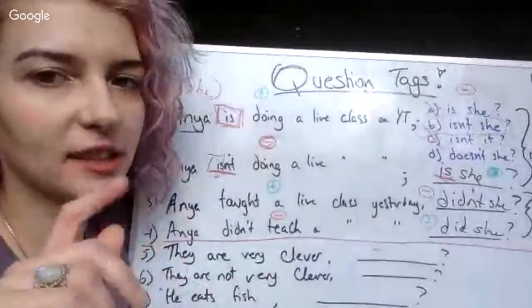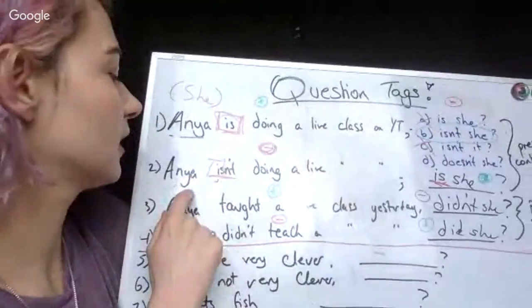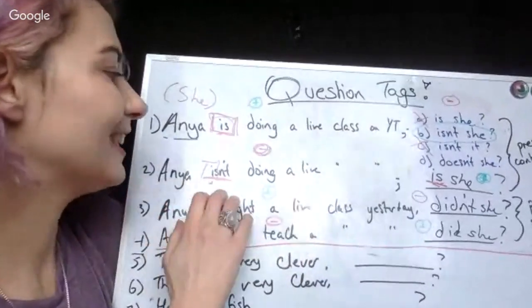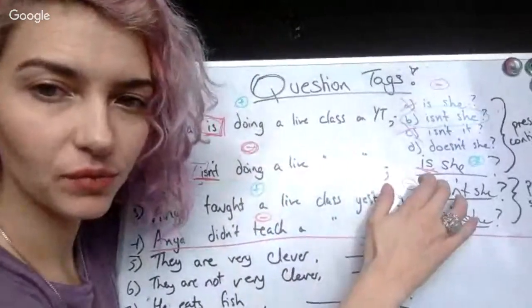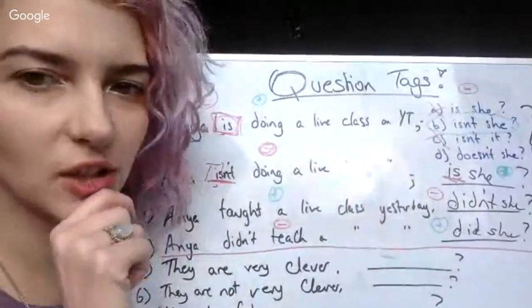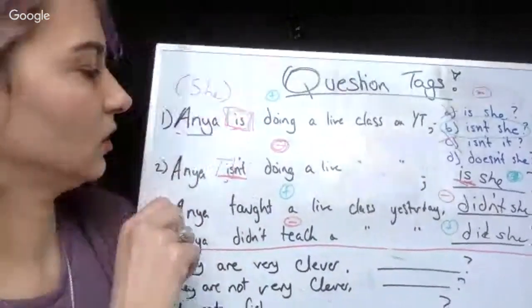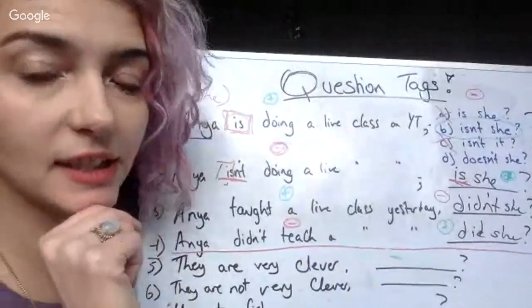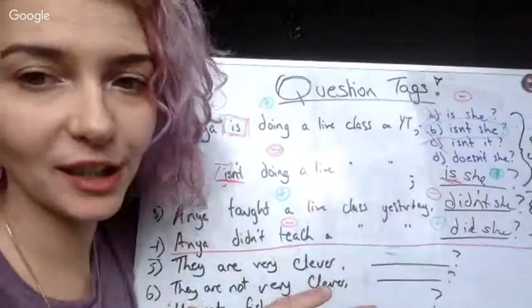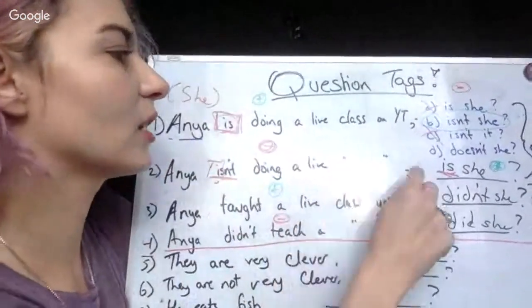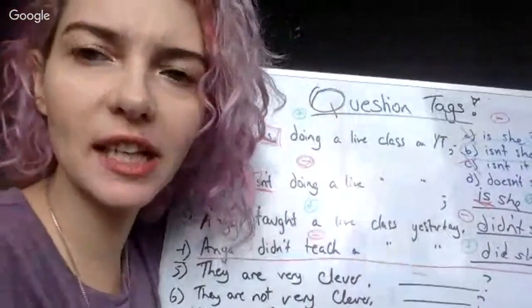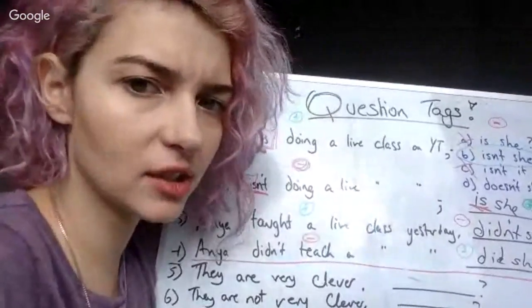Now it gets a little bit more difficult. Let's look at the second example. Anya isn't doing a live class on YouTube, is she? What's the correct answer to this? Because in reality, I am doing a live class on YouTube. So what should it be for number 2? What do you think is the correct answer? Yes, she is, or no, she isn't?